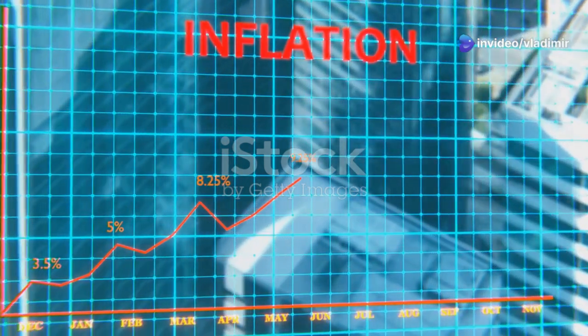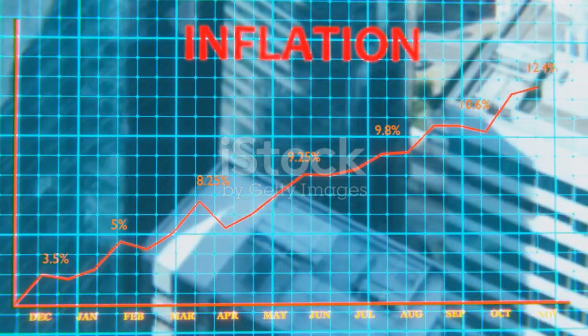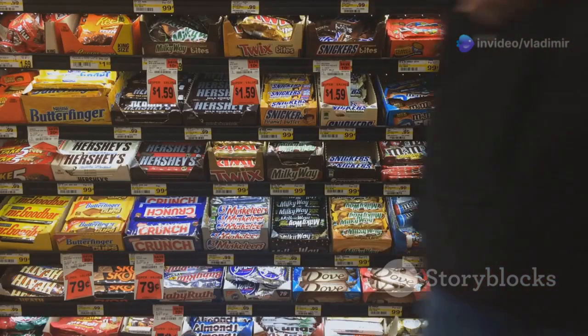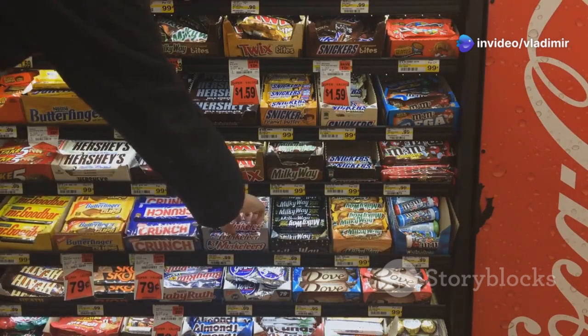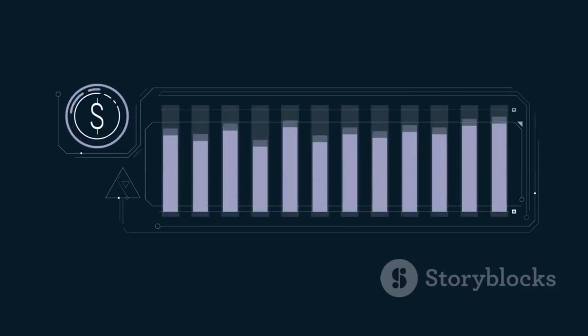Inflation is when prices for goods and services go up over time. It's a gradual process that can have a significant impact on your purchasing power. Remember when a candy bar cost $1? Now it's almost $2. This is a simple example of how inflation works. That's inflation. Your money buys less. Over time, the same amount of money will get you fewer goods and services.